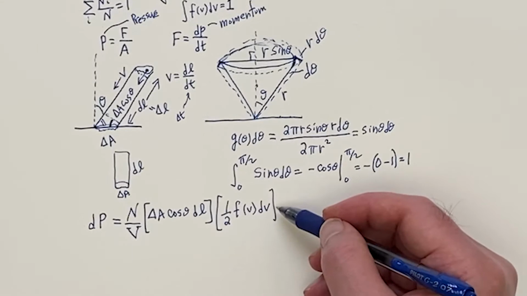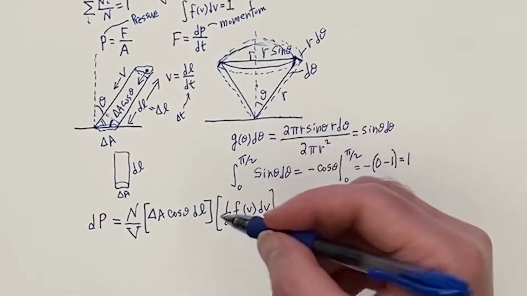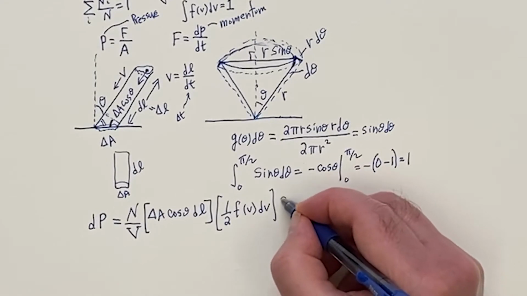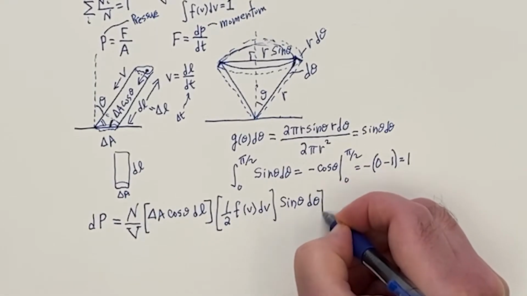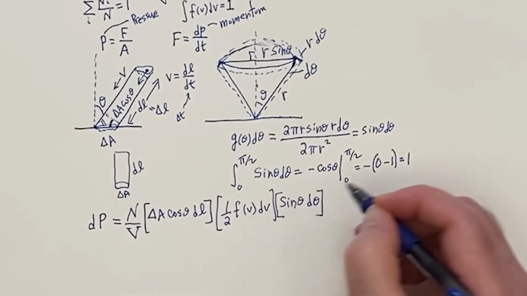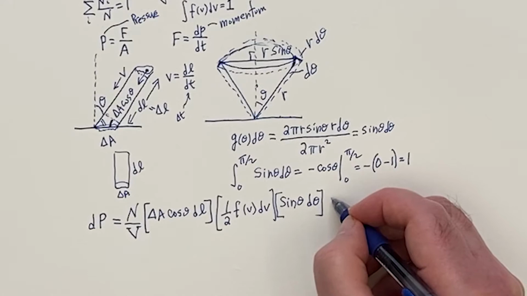Then the probability that they're between the angle theta and theta plus d theta is going to be this sine of theta d theta. This is a nice setup in theoretical physics here. And then I need to have here the force. But what is the force?